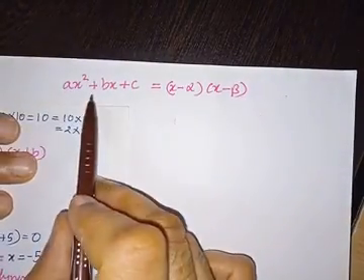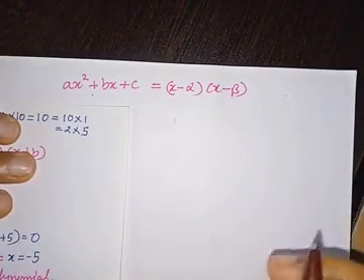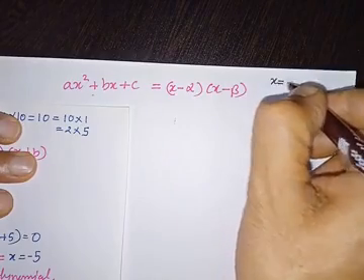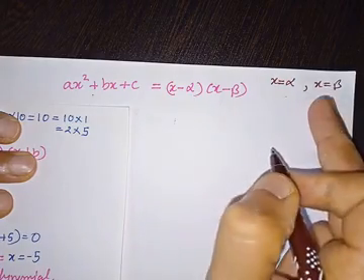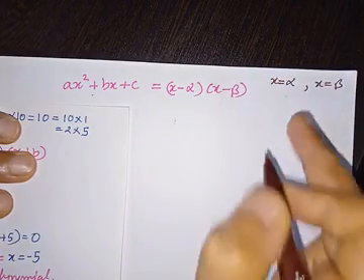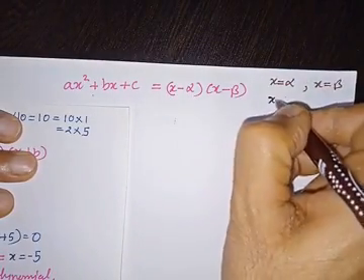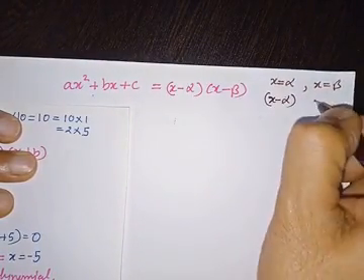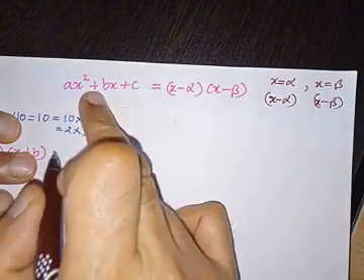Now we know that it's a quadratic polynomial. So on solving this, we will get two zeros. Let the zeros be x equals alpha and x equals beta. Now these two are zeros. Now zeros give factors. How? When you transpose alpha and beta to the left hand side, we get x minus alpha and x minus beta. These are the two factors of this polynomial.